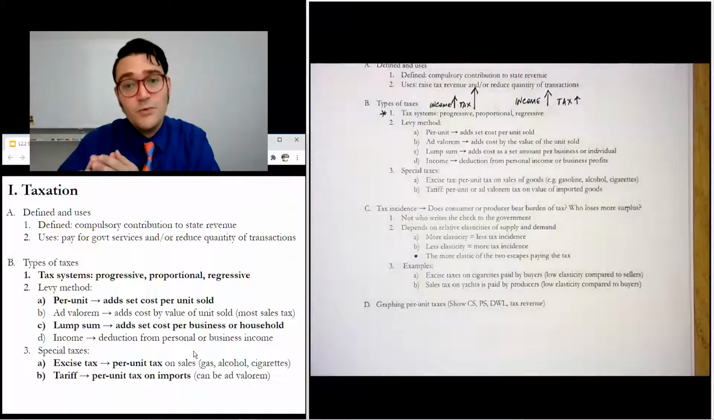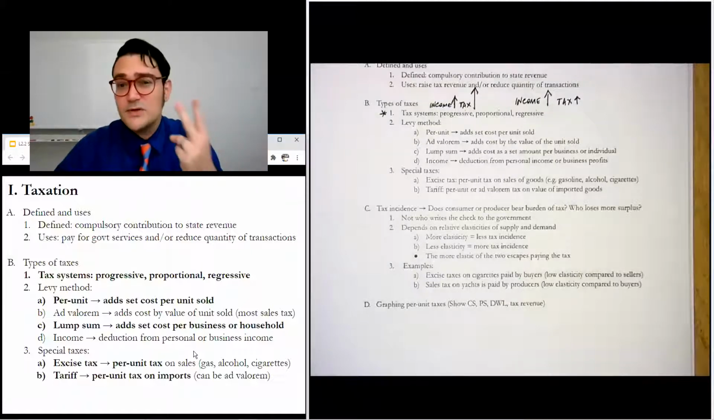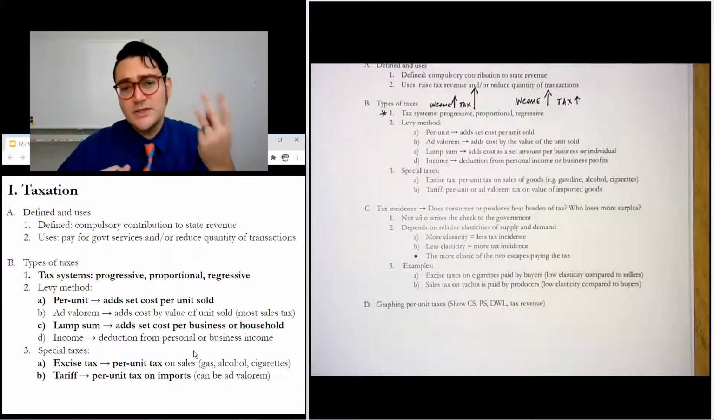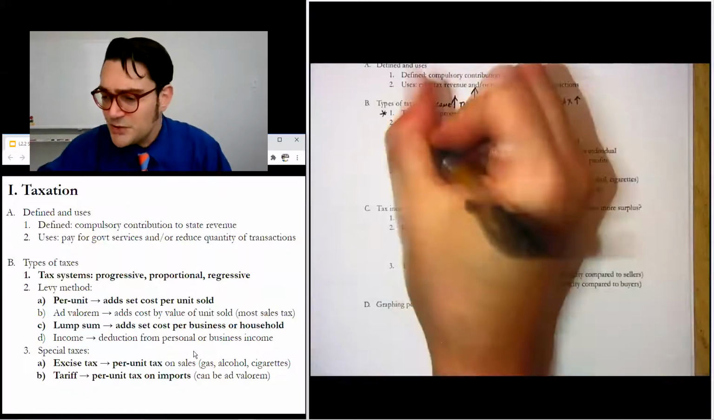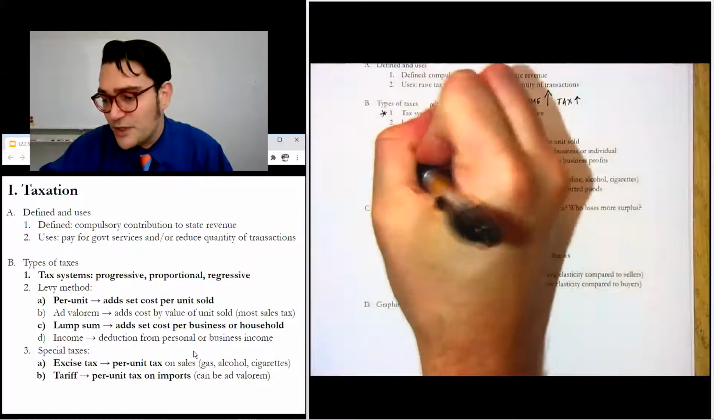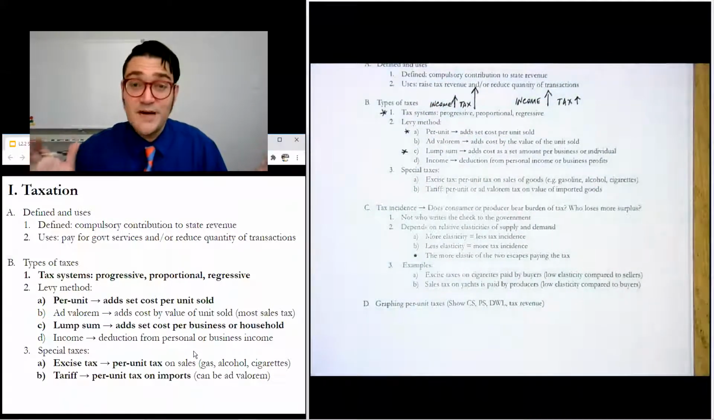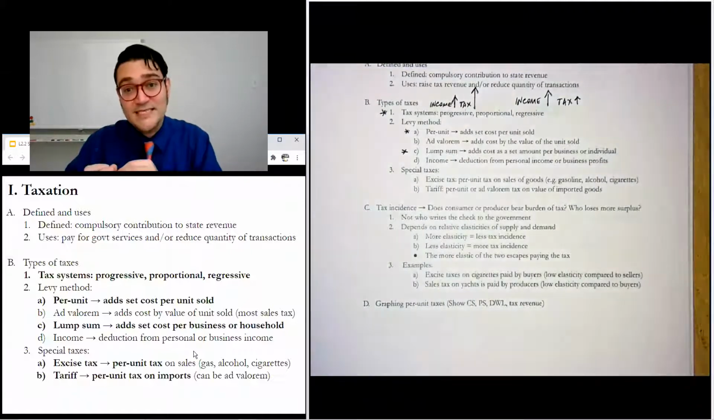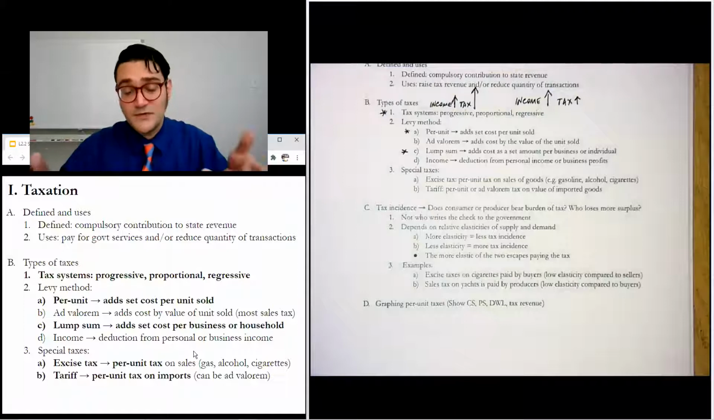Now, a different way that we think about taxes is also how they're levied, which means how people pay them. And there are two types that you have to know for this class, and there are two additional types that are good to know for life. So the two you have to know for the class are called per unit and lump sum. Now, tragically, these two are not the most common types. In fact, the most common types of taxes are ad valorem and income. So I'll tell you what those are first, and then I'll talk about the ones that are for this class.